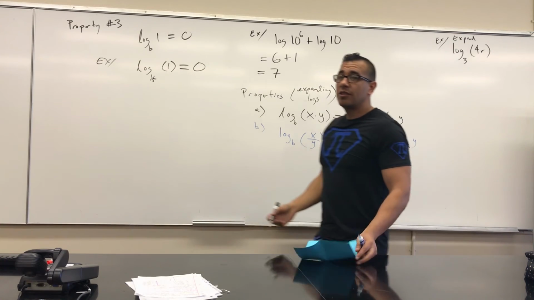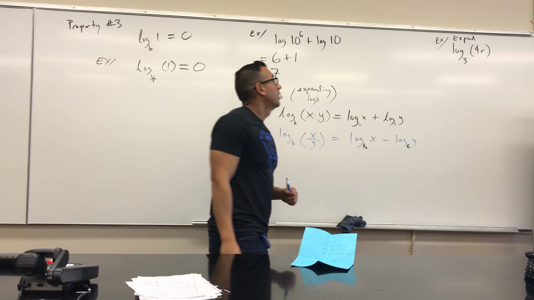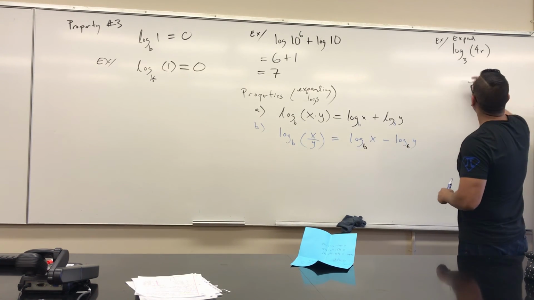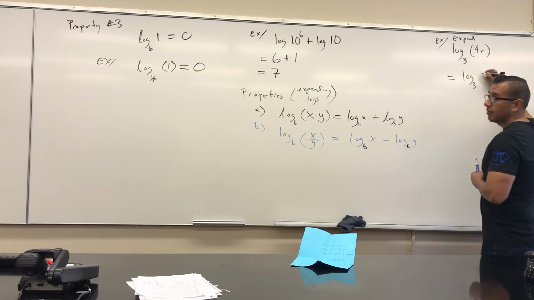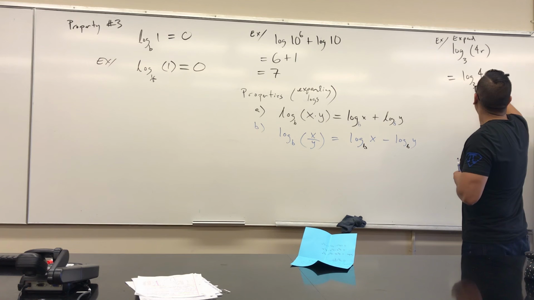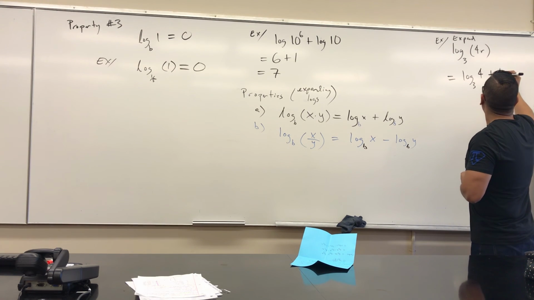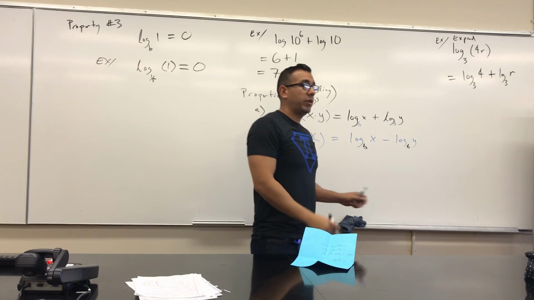All they're going to want you to do is rewrite this in expanded form. According to what we just copied down, this is going to turn into log base 3. What's my first factor? 4. And then what do I write down next? Plus. Plus log base 3 of r. And that's it. All we're going to be doing is applying these properties.